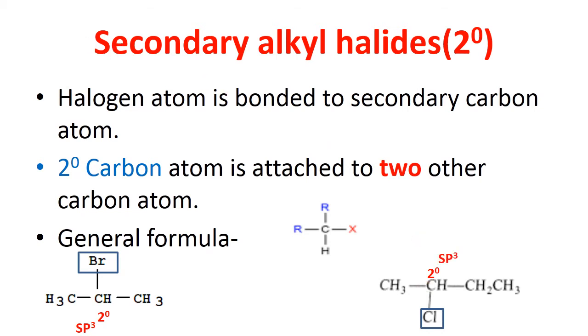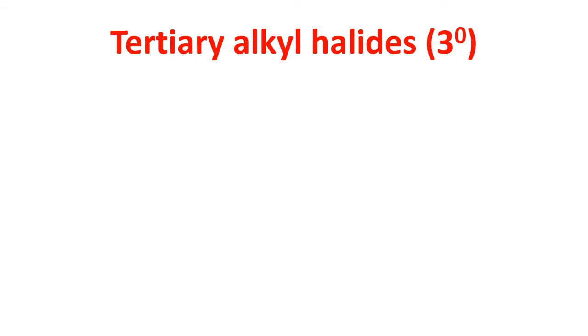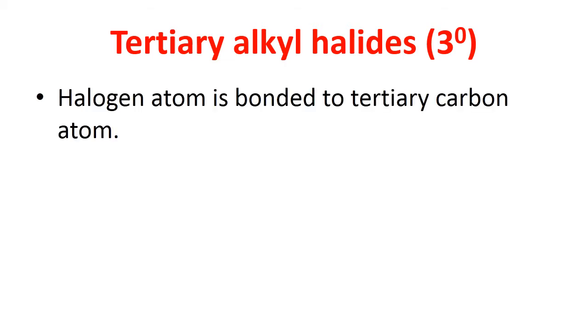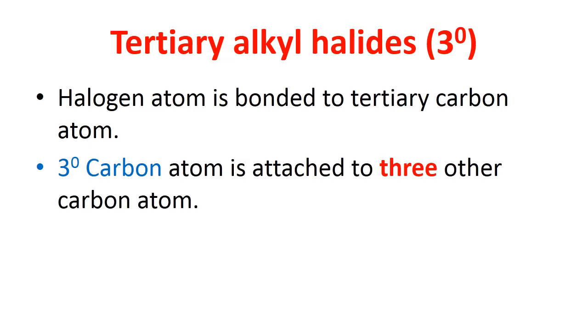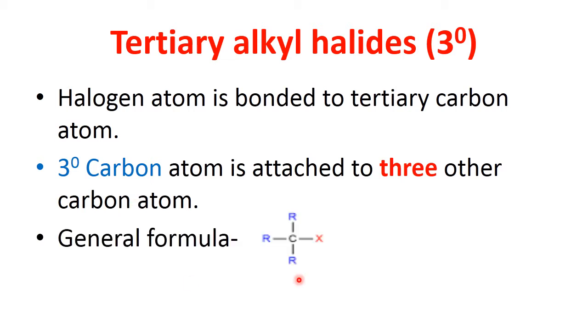The last type of classification of alkyl halide is tertiary alkyl halides, and these tertiary alkyl halides are represented as 3 degree. These tertiary alkyl halides are those in which a halogen atom is bonded to a tertiary carbon atom and the tertiary carbon atom is further attached to three other carbon atoms and therefore it is called a tertiary alkyl halide. And these tertiary alkyl halides are represented with the general formula R3CX.